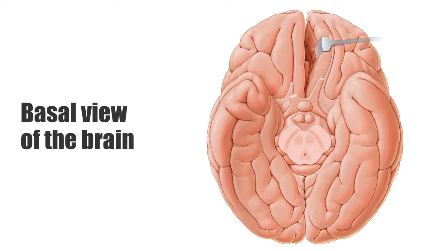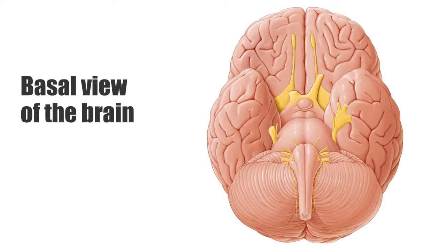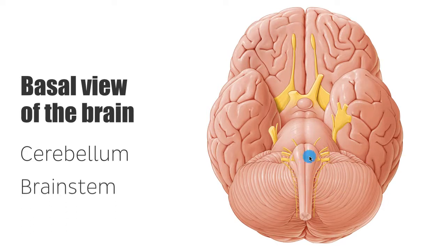Before we start describing the several structures that we see in this basal view of the brain, just for orientation purposes, I want to show you that in the base of the brain, we see also these structures that I just added here. The yellow structures are the cranial nerves, but we also see here the cerebellum, which is the structure here. And you also see this structure, which is the brainstem.